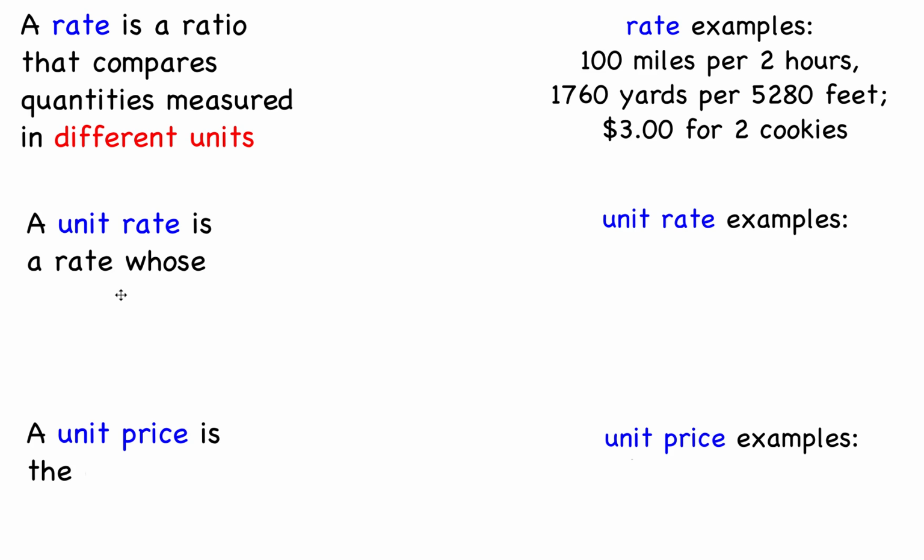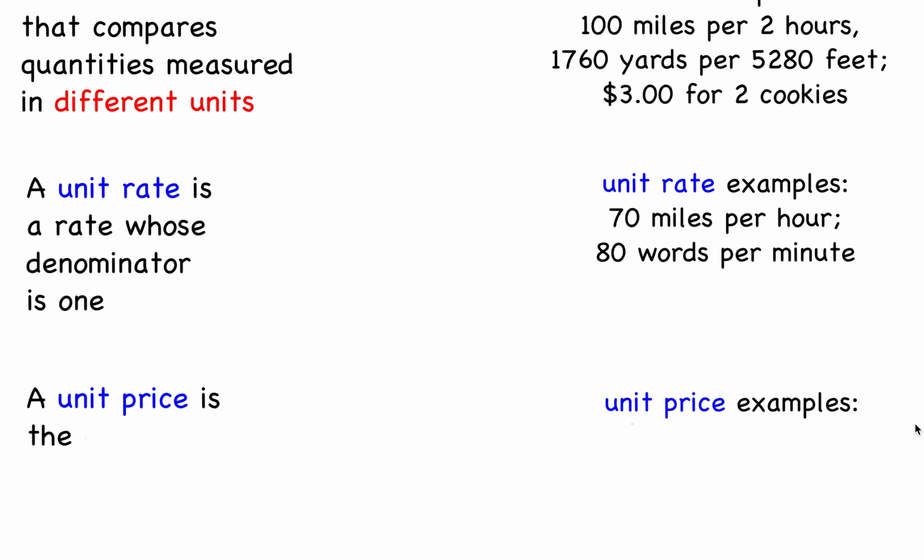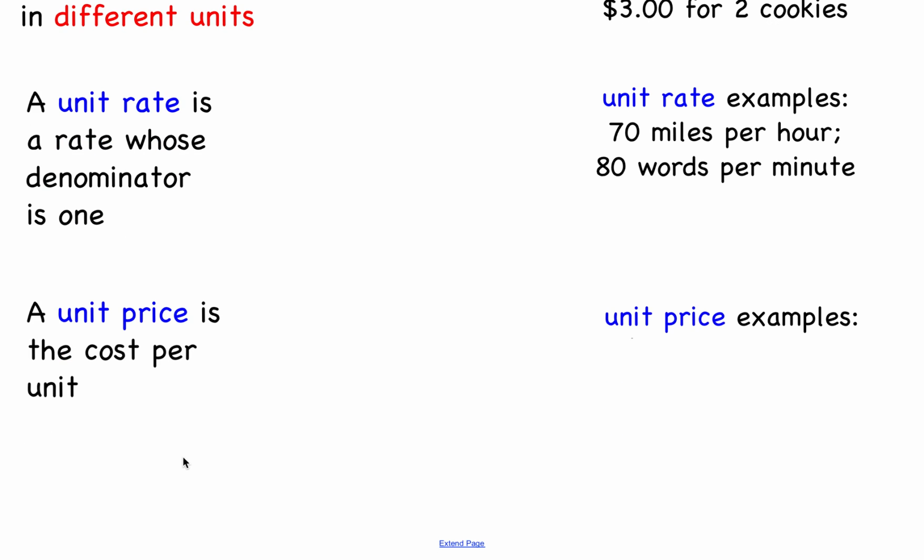A unit rate is a rate, but the denominator is 1. So it's a rate with a denominator of 1. Some unit rate examples include 70 miles per hour, 80 words per minute. Similar to a unit rate is a unit price, and a unit price is just the cost for a single unit, the cost per unit.